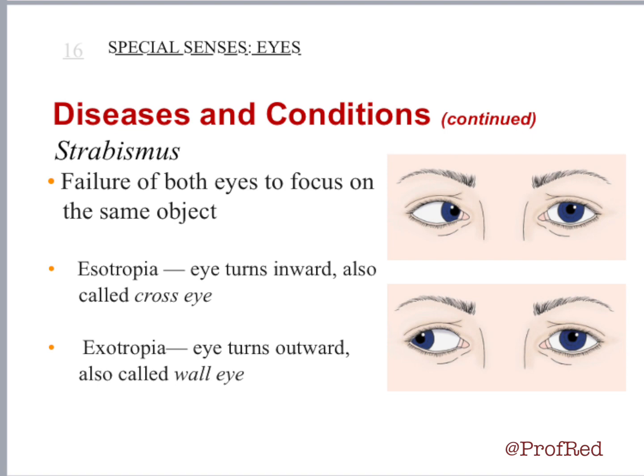Okay, let's look at a few more conditions here. Strabismus, this is when both eyes are not able to focus on the same object. As you can see in this image, you put a pencil and ask the patient to look at it, and somehow only one eye is looking at it. So there are two types of strabismus. There's esotropia and exotropia. Remember, opia pertains to the eye. So esotropia is when the eye turns inward, and exotropia when the eye turns outward. Remember, exo means out or exit.